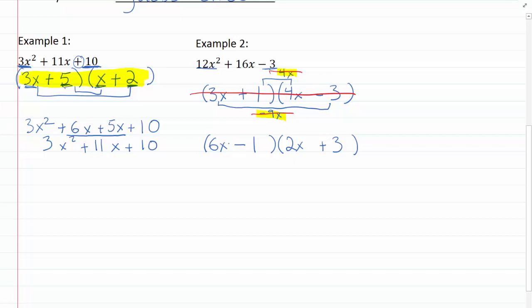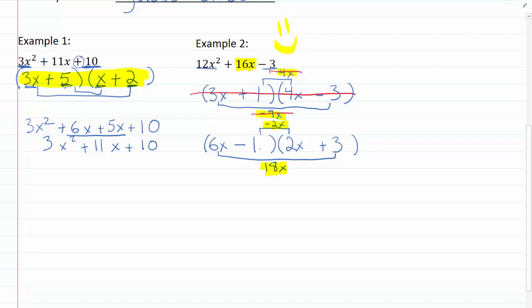So now again we have something that works for multiplying together to the first, multiplying together to the last. This is part of our guess and check. We're going to see now whether or not it'll give us that 16 in the middle. So we'll go 6x times 3 for our outside terms is 18x, and our inside terms is negative 1 times 2x, which is negative 2x. So now I've got 18x minus 2x, and that will in fact give us our 16x.